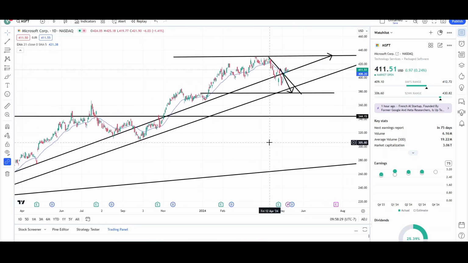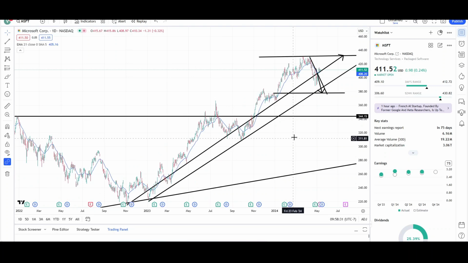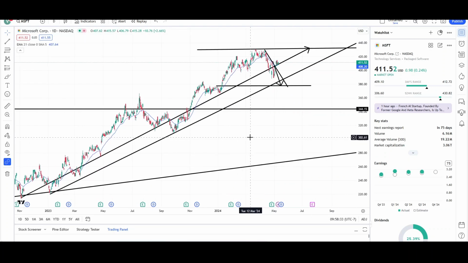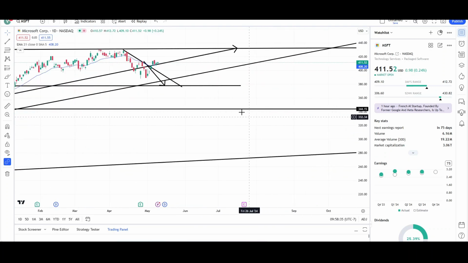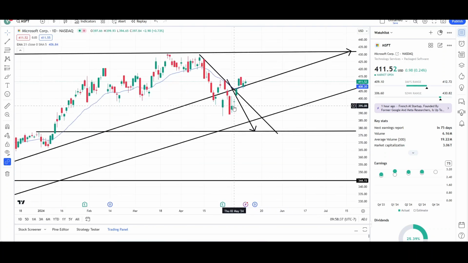So let's take a look at the daily chart for Microsoft. I believe this is the same drawings I had last time. I didn't really change anything. So what has happened since last week Thursday? You can see that price did continue higher from the high 300s, the 390s, up until the low 400s.